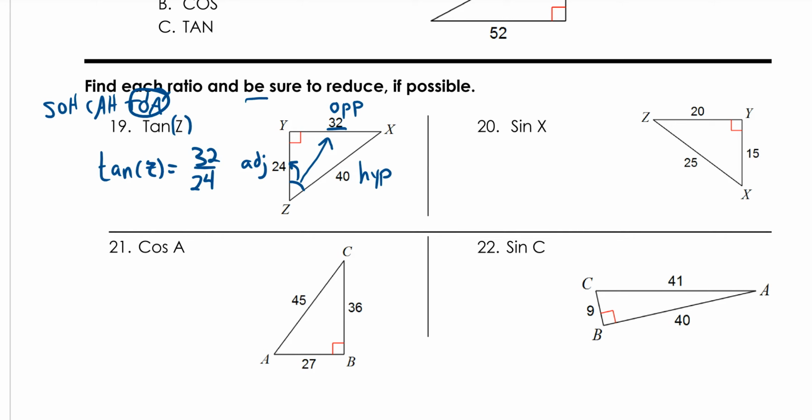Now, the directions say be sure to reduce if possible. So I know 32 and 24, I know that 8 goes into both of those numbers. So I'm going to reduce those 2 numbers by 8. 32 divided by 8 is 4, and 24 divided by 8 is 3. So my final answer is that the tangent of z is 4/3. And that's all there is to that problem. Again, this angle is the most important thing. That tells you what your opposite and adjacent sides are.